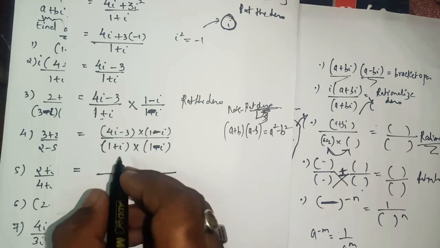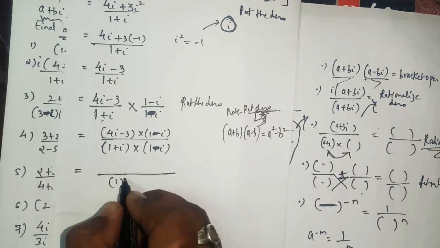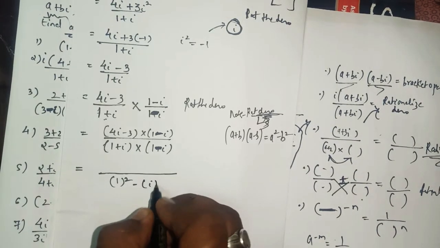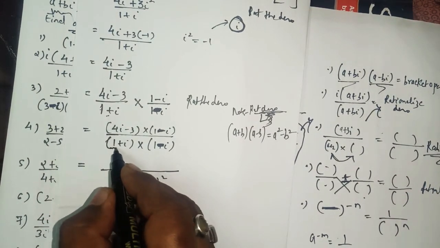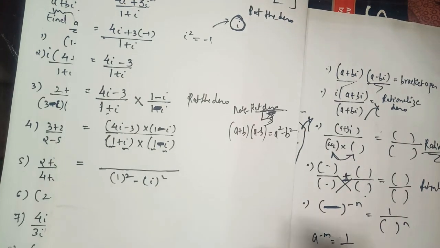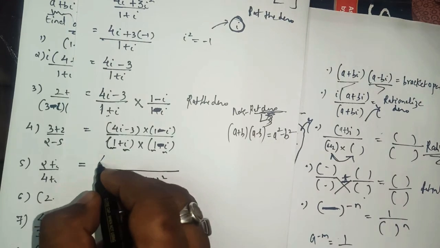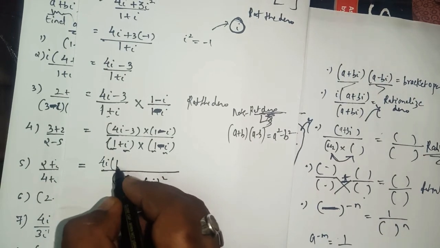And clearly we can see that here we have the same term with the opposite symbol, so this we can write as a square minus b square. Why? Here we can consider 1 as a and i as b, so a square minus b square. And what about the numerator? Bracket expansion. Yes or no?